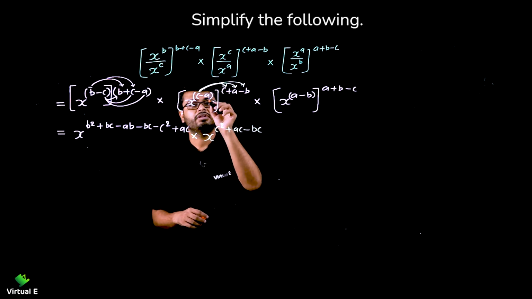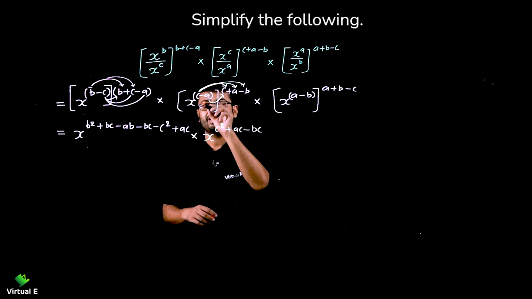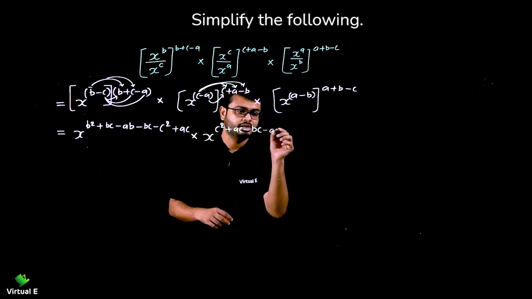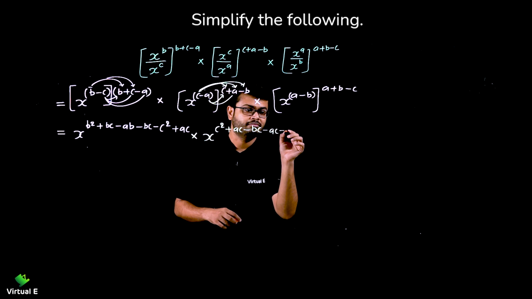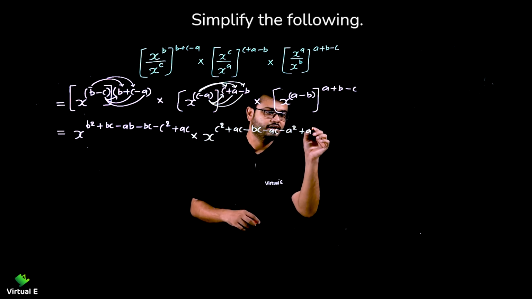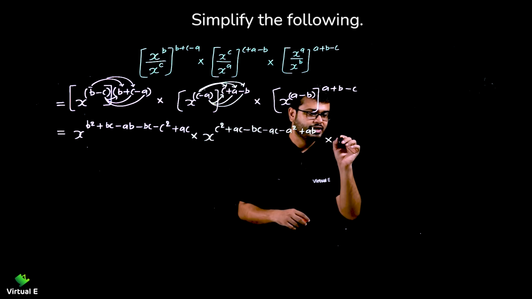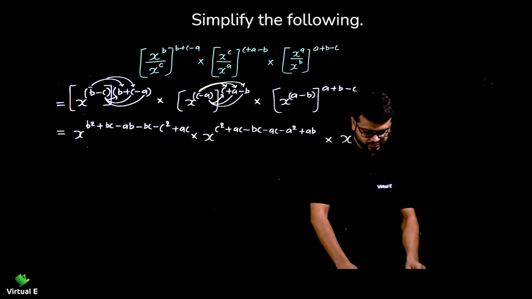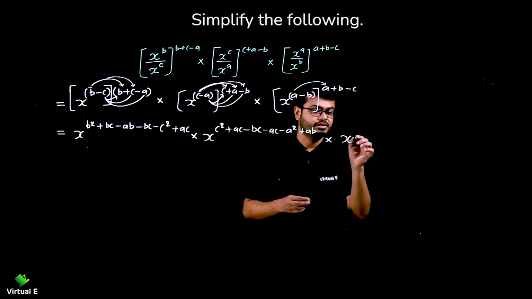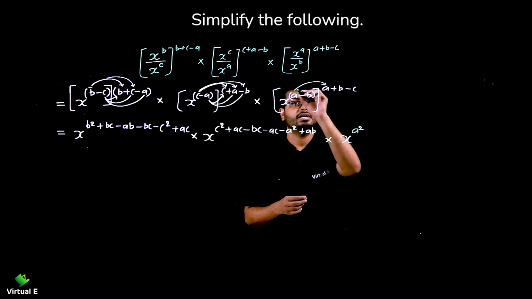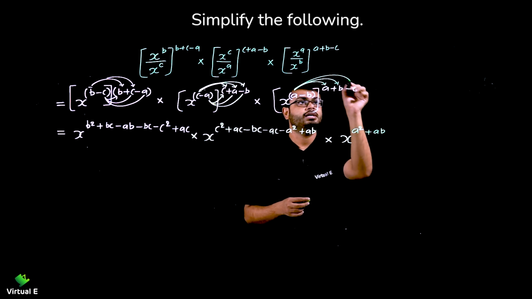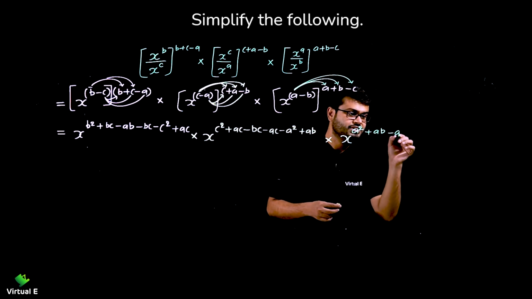Then for the c, now we need to do for the a. Here minus a is there, so remember all signs need to be changed. Minus ac, then here minus a square, and here minus minus plus ab. Product x raised to, let's do for the last term over here, a into a, that is what? A square, then a into b, that is plus ab, then a into c, that is minus ac.